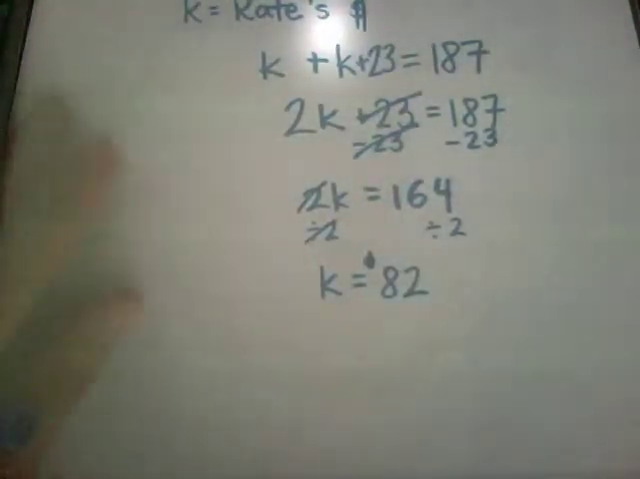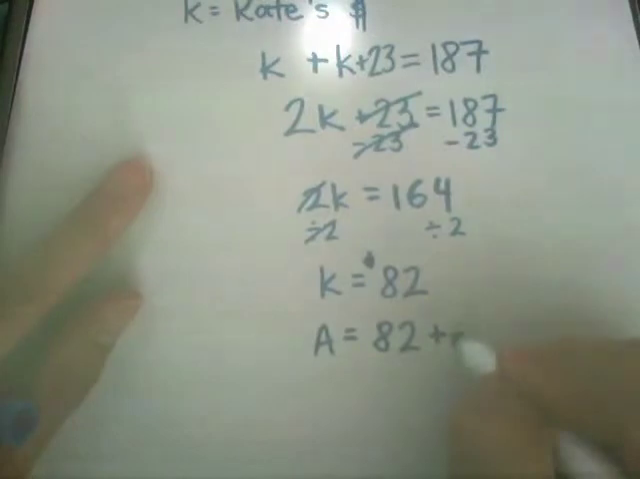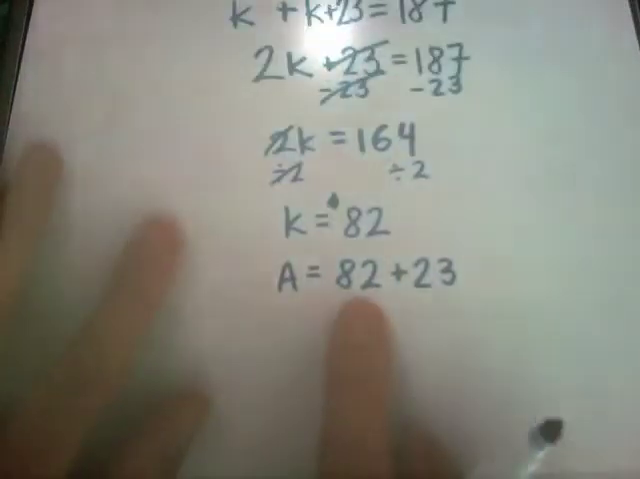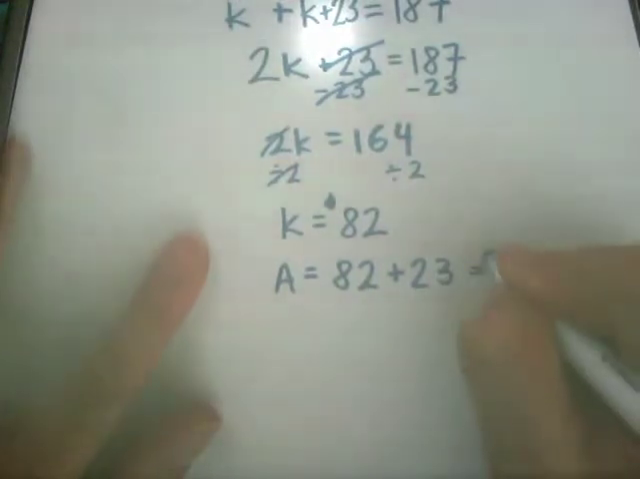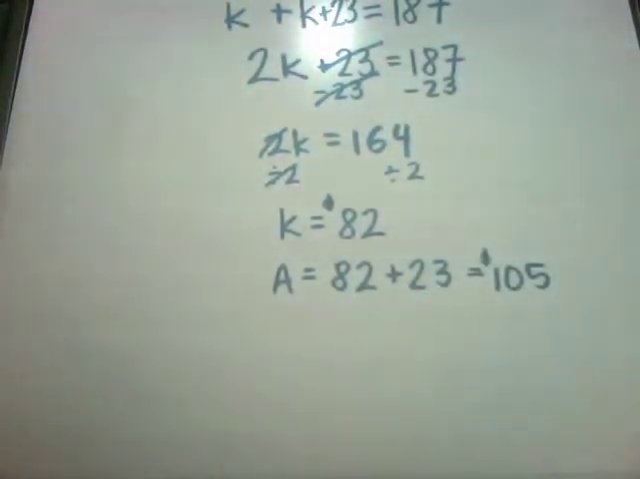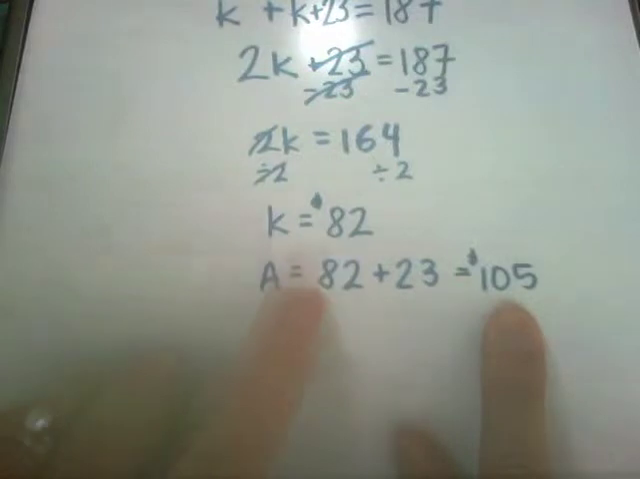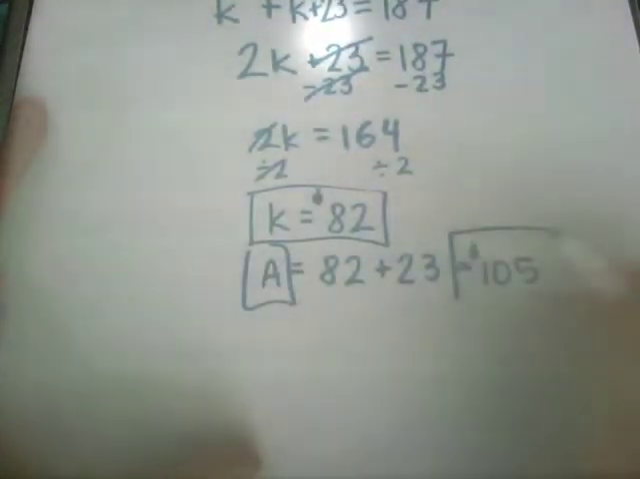Now let's see if this makes sense. If Kate has $82, now let's put Alyssa back in there. Alyssa has that amount plus 23, right? According to the problem up here, she has 23 more. So we take Kate's money that we found plus 23, and I get 105. How can I check to see if I got the right answer? Vincent? 105 plus 82. Yeah, up here it says together they have $187, so let's check. This one, 105, that is 23 more than 82, I just did that. 82 plus 105, together that's 187. It works. So there's Kate's money, and there's Alyssa's money.